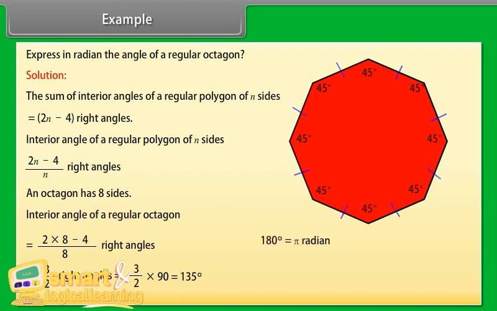180 degree is equal to π radian. 135 degree is equal to π/180 × 135 radian, which is equal to 3π/4 radian.